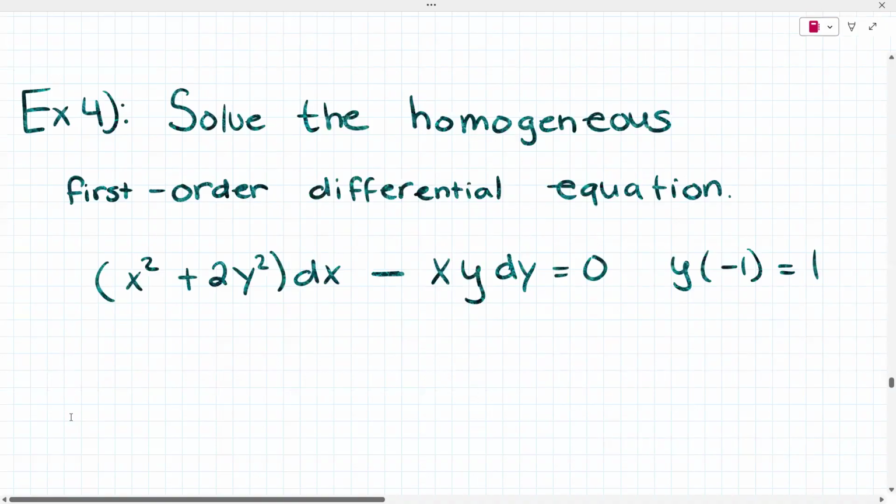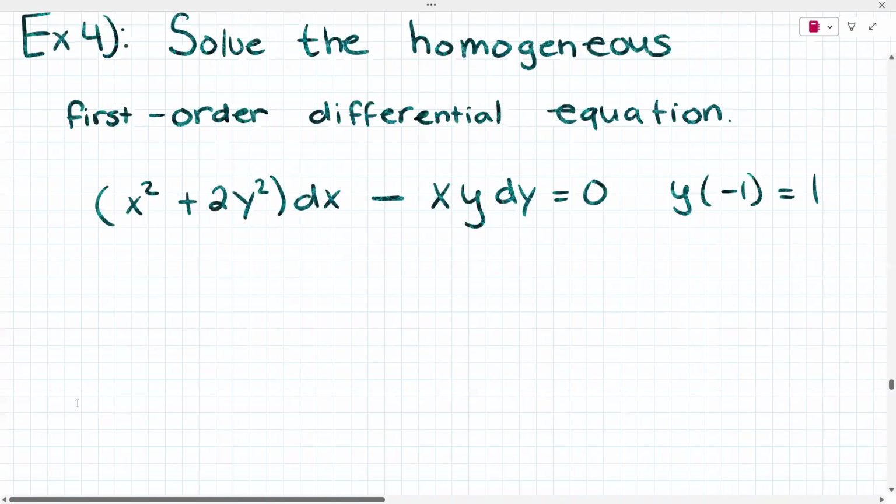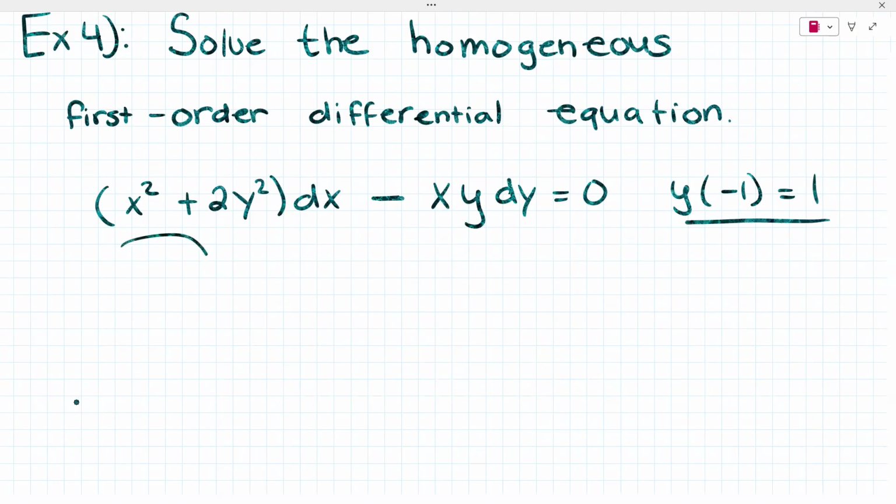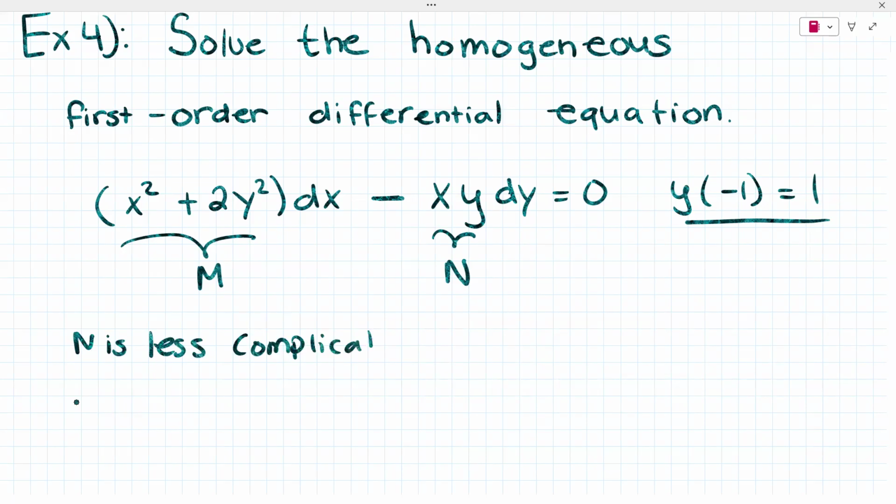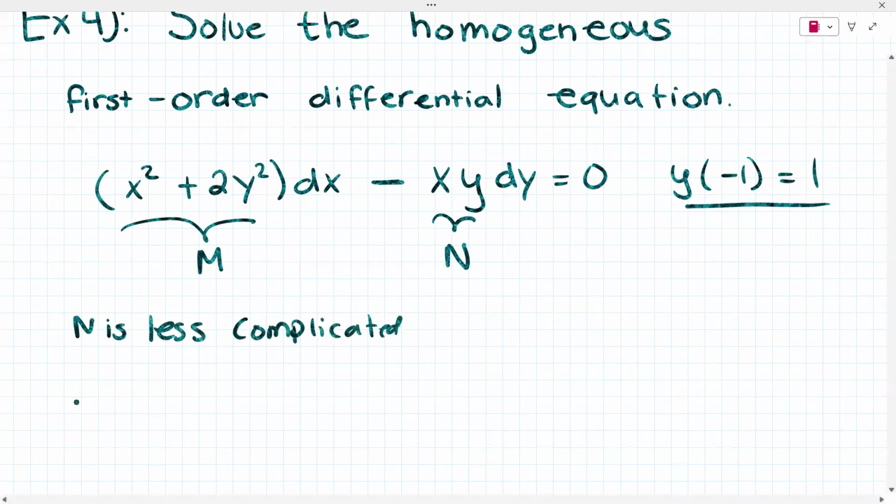Example 4, solve the homogeneous first order differential equation. So first step, and this time we have an initial condition of y of -1 equals 1. This whole thing is my m, and this whole thing is my n. Which is less complicated, the m or the n? N is less complicated, right?